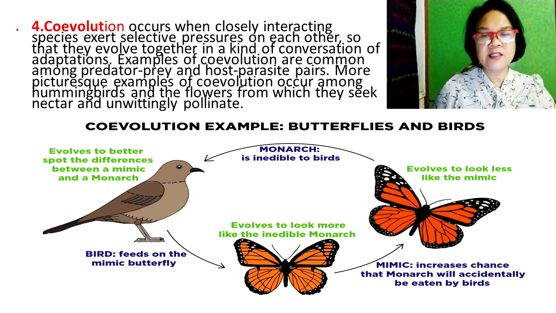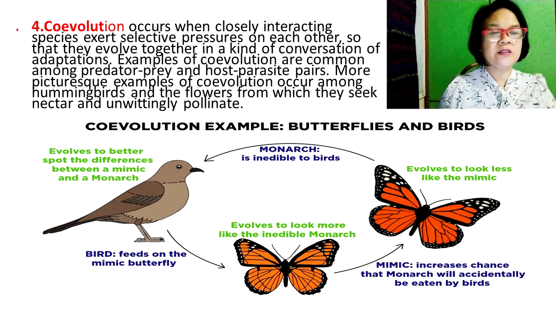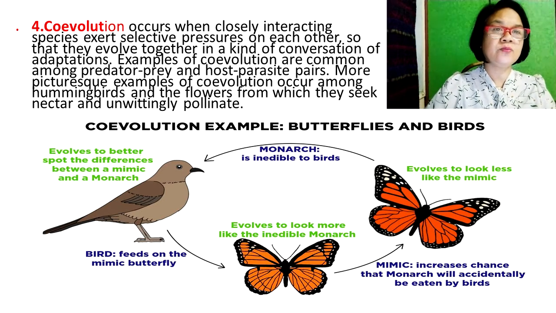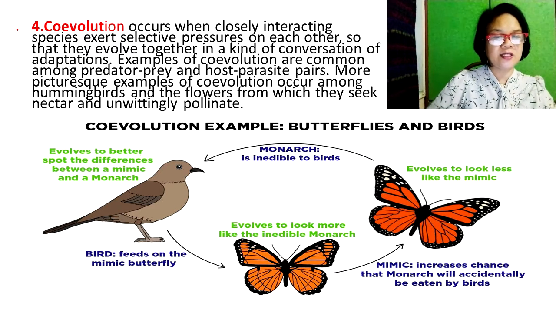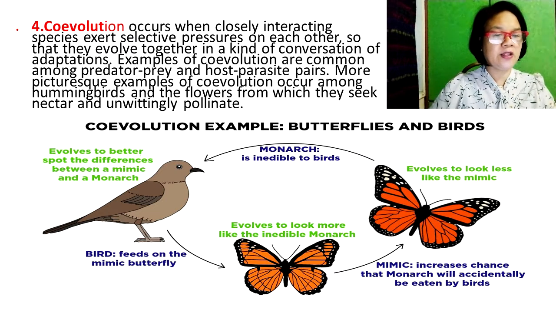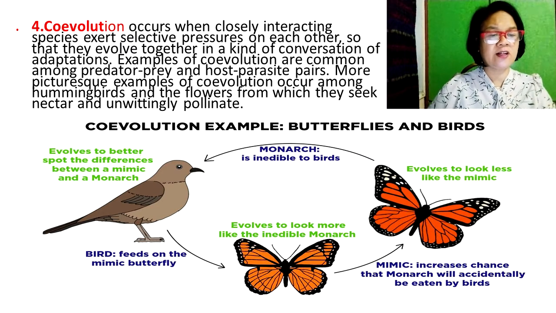The last but not least, we have the co-evolution. This occurs when closely interacting species exert selective pressures on each other so that they evolve together in a kind of conversation of adaptation. Examples of co-evolution are common among predator-prey and host-parasite pairs. More pictures of this example are in the case of hummingbirds and the flowers from which they seek nectar and unwittingly pollinate. So there is also co-evolution in the butterflies and birds.